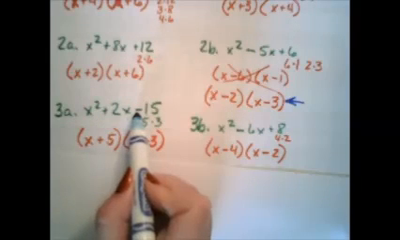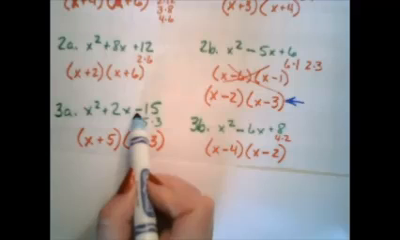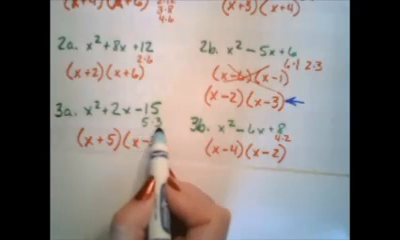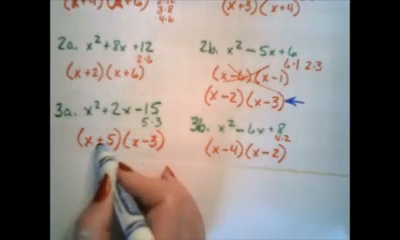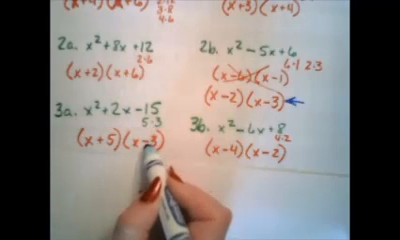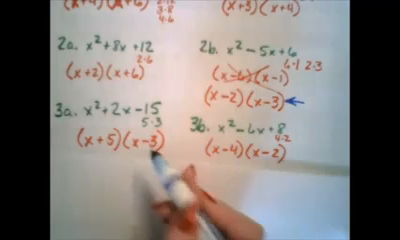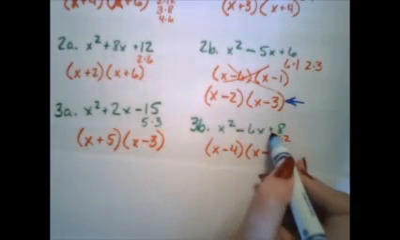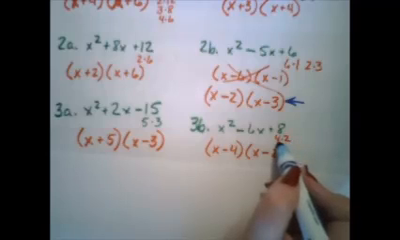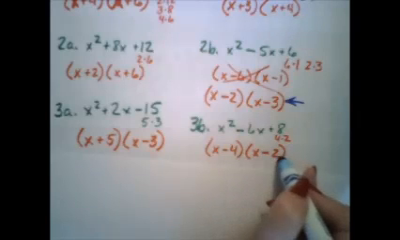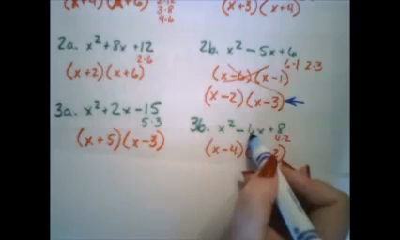This number is positive, but this number is negative, so these numbers are going to have to subtract. And I have 5 times 3 is 15, but because my answer is going to be positive, then 5 is going to be the plus number, and 3 is going to be the minus number. Here I have C as positive, which means the numbers are going to add together, but they're both negative. So this is going to be 4 and 2. Negative 4 plus negative 2 gives me negative 6.